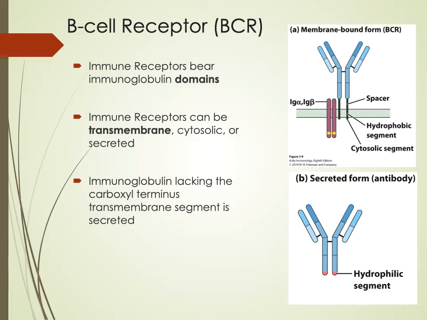When the immunoglobulin lacks the carboxyl terminal that has the transmembrane segment, it gets secreted. So the cleavage of that causes it to be secreted. In the plasma cells, they don't have that transmembrane segment, so they get automatically secreted.